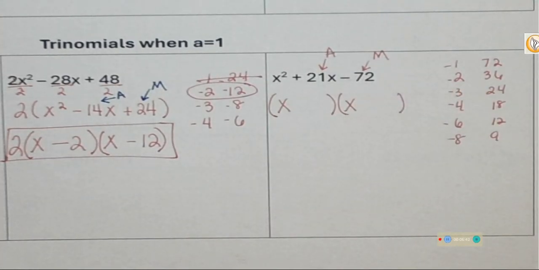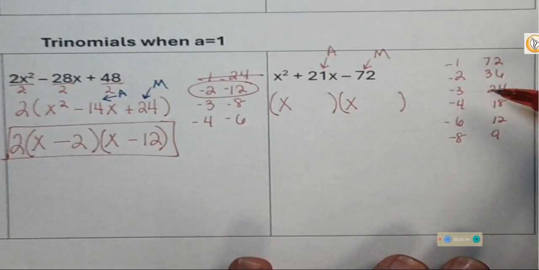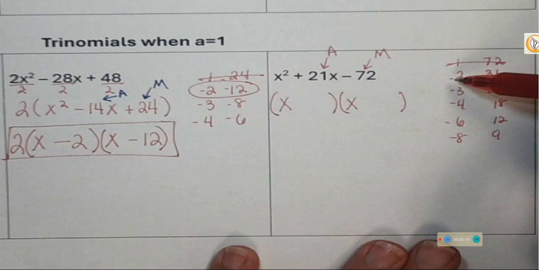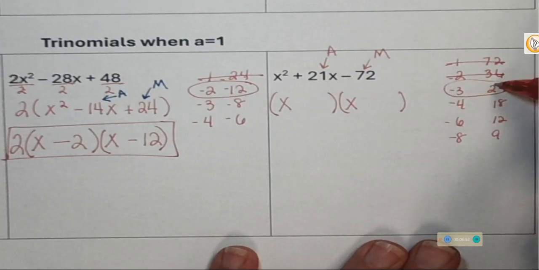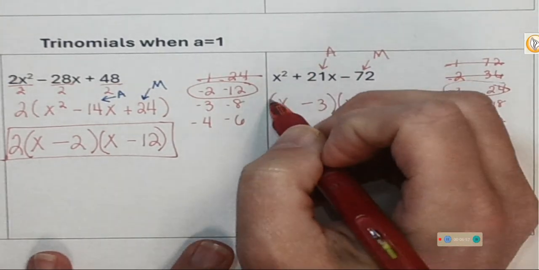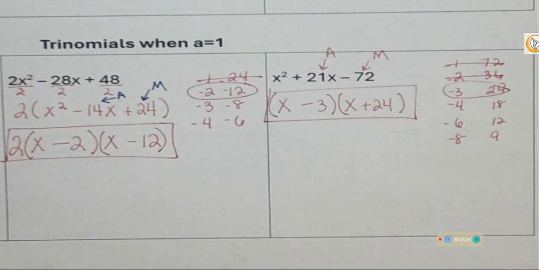Let me figure out which set adds to give me 21. So 72 minus 1, that's 71. 36 minus 2 is 34. 24 minus 3, that's 21. A minus 3, a plus 24, that is as factored as it's going to get.